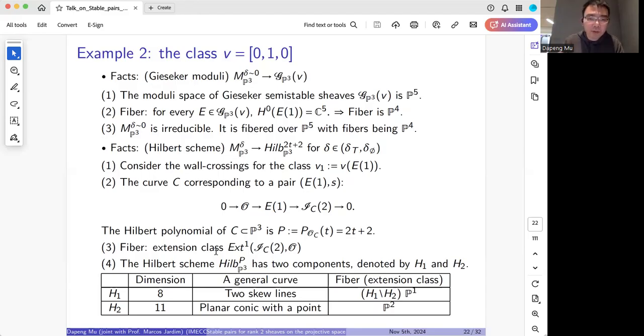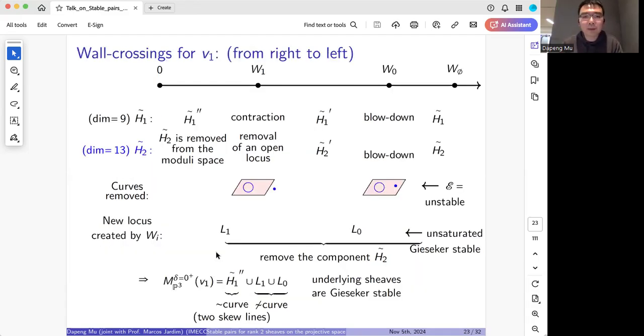Okay, so we know that in this fiber Hilbert scheme, there are also two components, and the dimensions are 9 and 13, because you do base plus the fiber. Okay. So this is a complete wall crossing picture for this class, and then maybe let me explain from the top row to the bottom.